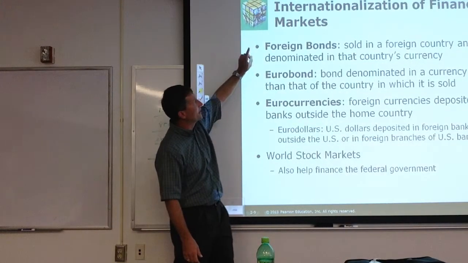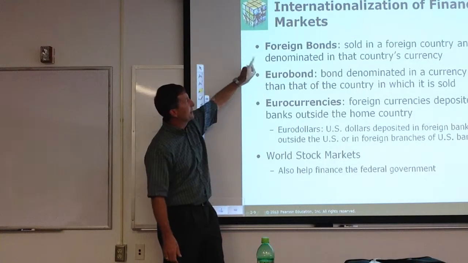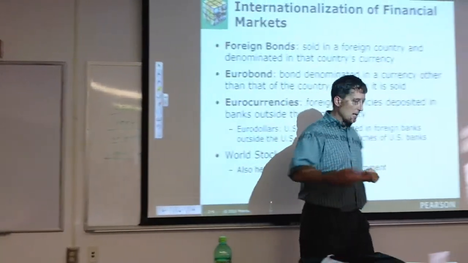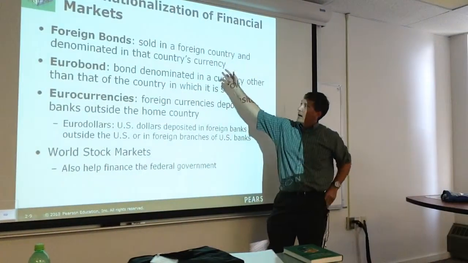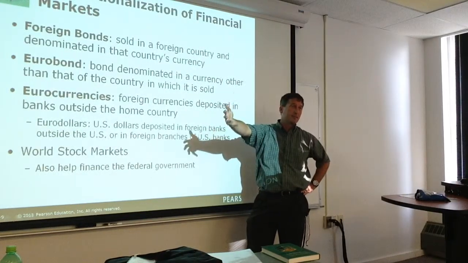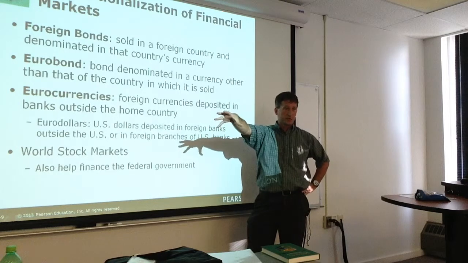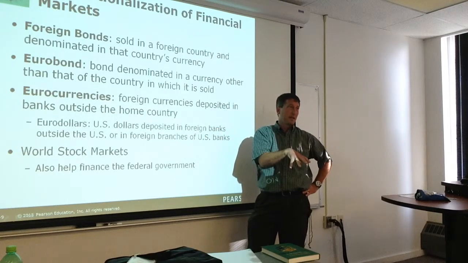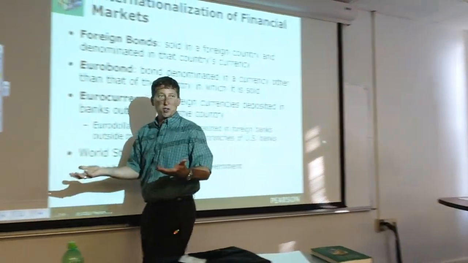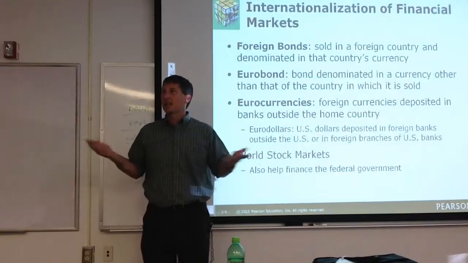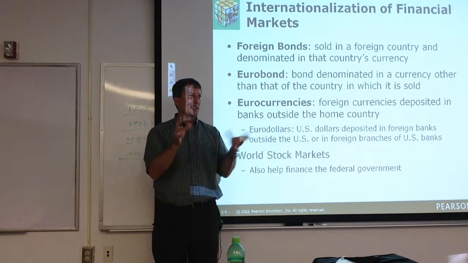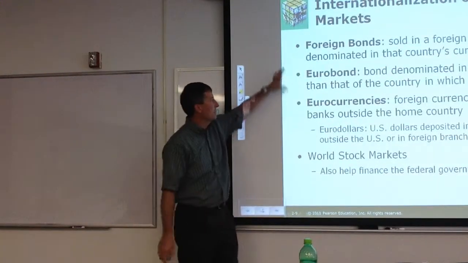So a foreign bond is sold in a foreign country and denominated in that country's currency, right? So if we're a U.S. automaker, and we're selling a bond denominated in euros, but we're an American company, we're selling a foreign bond. We're issuing it in another country's currency to help facilitate sales of bonds in that country, to keep it easy for them so that they don't have to do a currency exchange. So these are just a couple little twists that we have on the bonds.